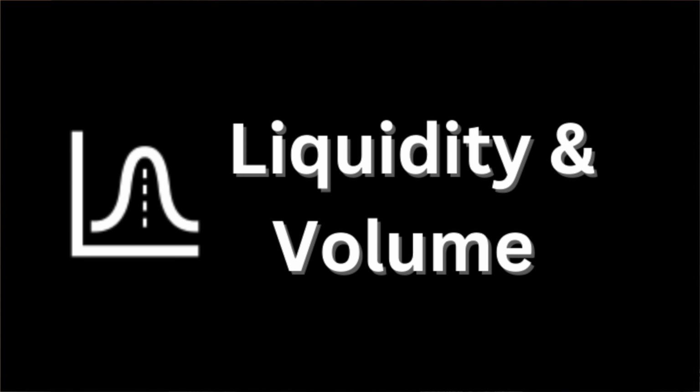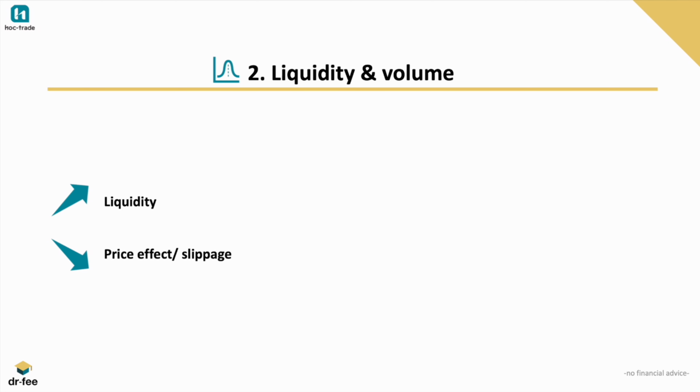The second dimension we are looking at is the market liquidity and volume. Market liquidity is required in order to perform trades. The higher the liquidity in the market, the less price effect or slippage there is on your trades. You can think of market liquidity as the available offers in the market.